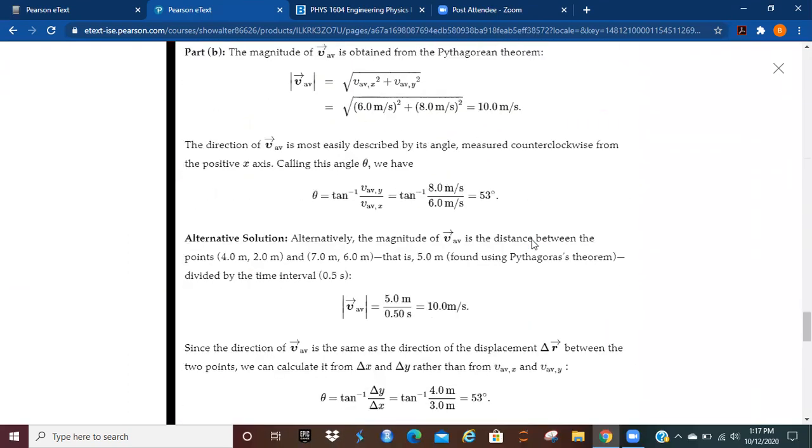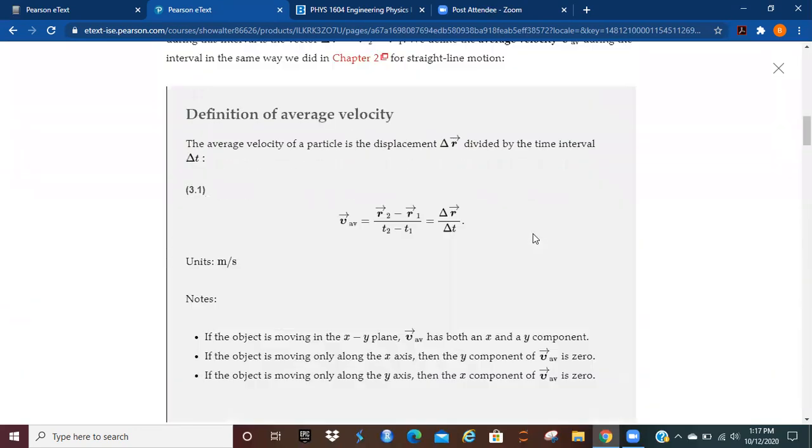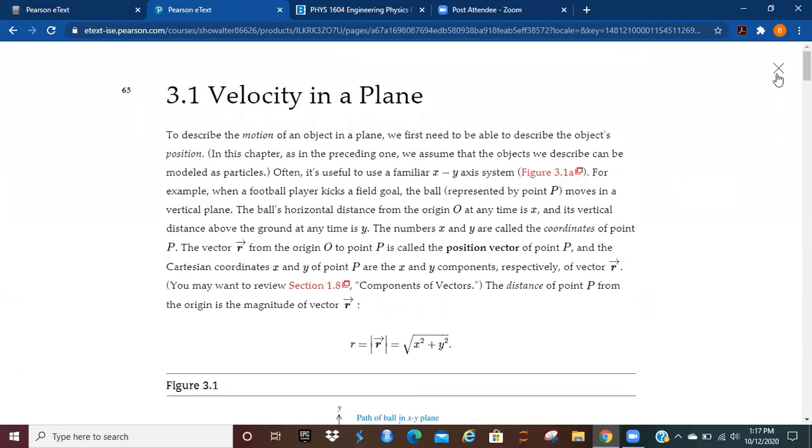So there are plenty of examples down here to work. Go through those, and then we'll move on to section 3.3.